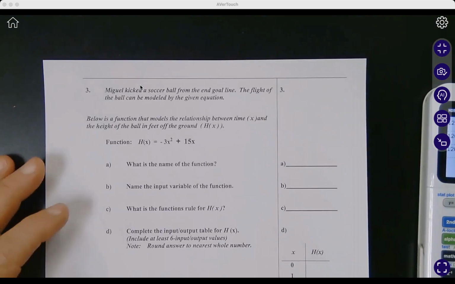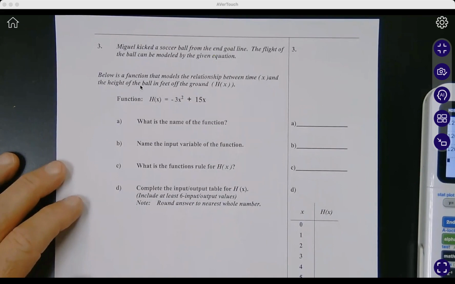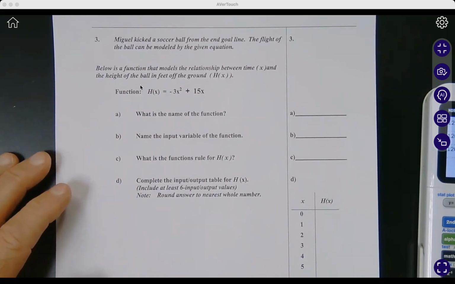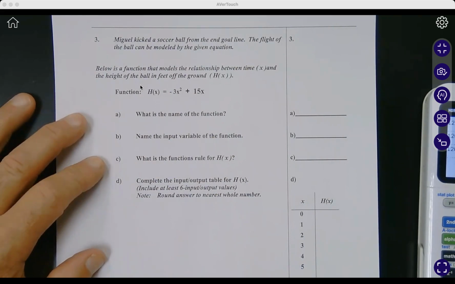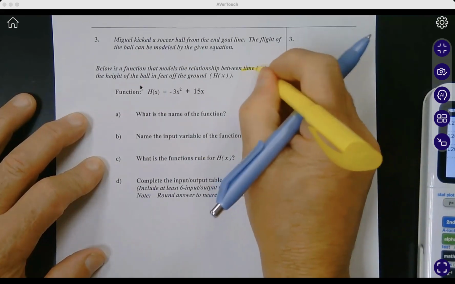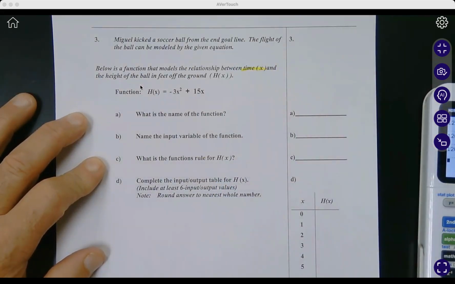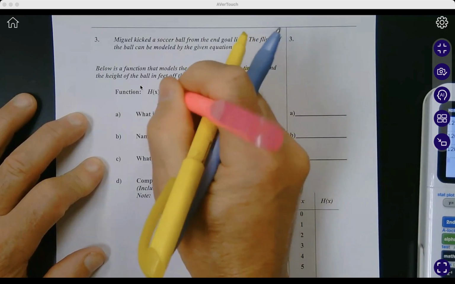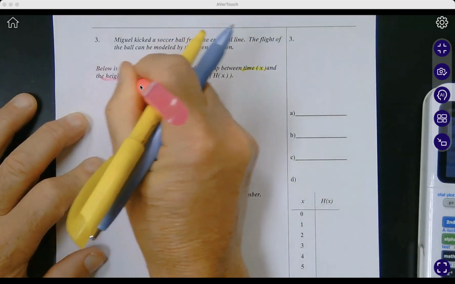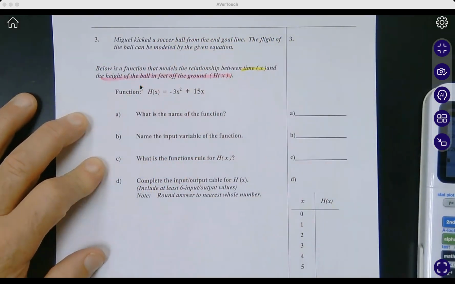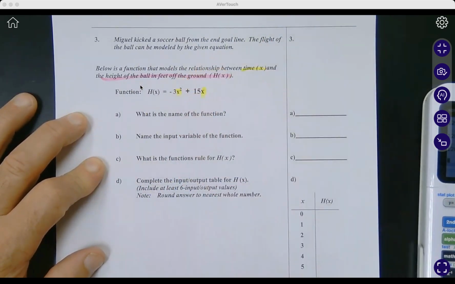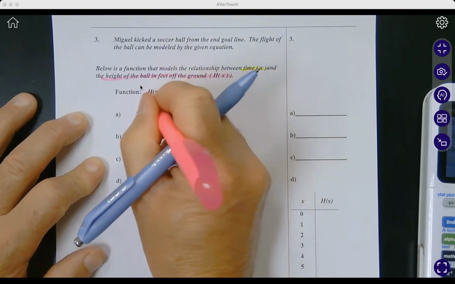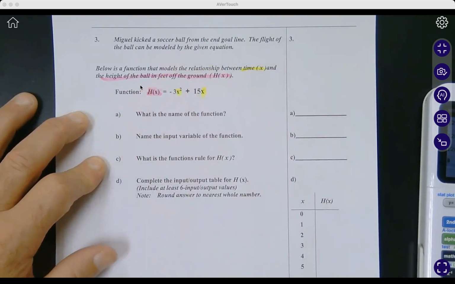Miguel kicked a soccer ball from the end goal line. The flight of the ball can be modeled by the given equation. That's awesome. All right, so X is time. Notice how they tell me X is time, so time in seconds. And H of X is the height of the ball in feet off the ground. That's important. X is time in seconds, and H of X is the height of the ball after X seconds.